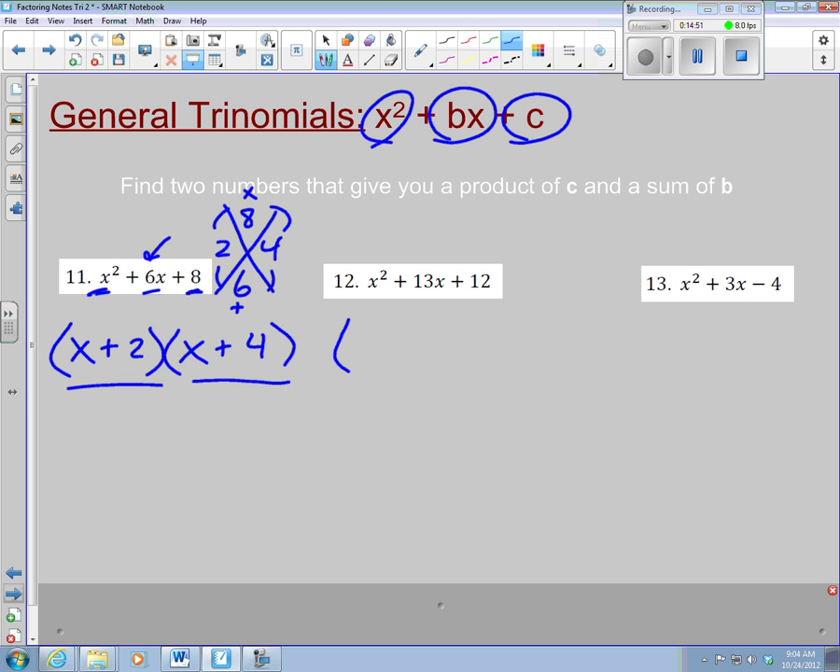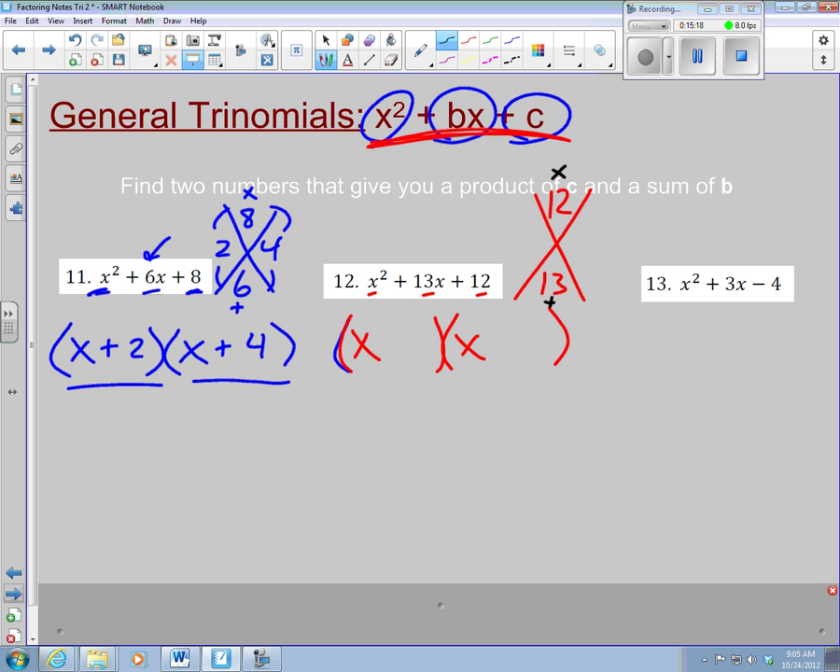So, same thing here. It's got an x squared, an x term, and a constant, so it's a general trinomial. x and x. x times x would give me the x squared now. What would you multiply to get 12, but add to get 13? Multiply to get 12, but add to get 13.